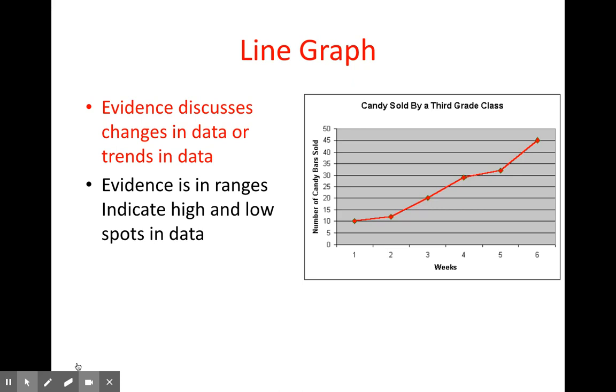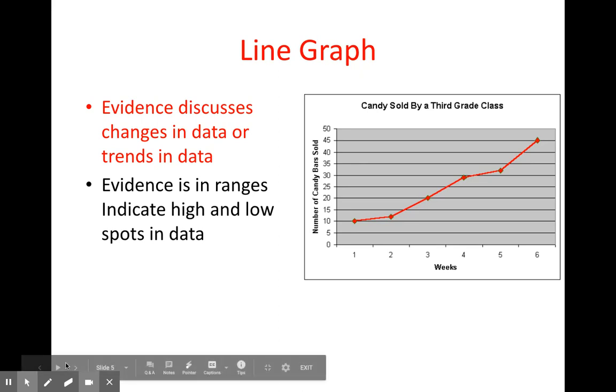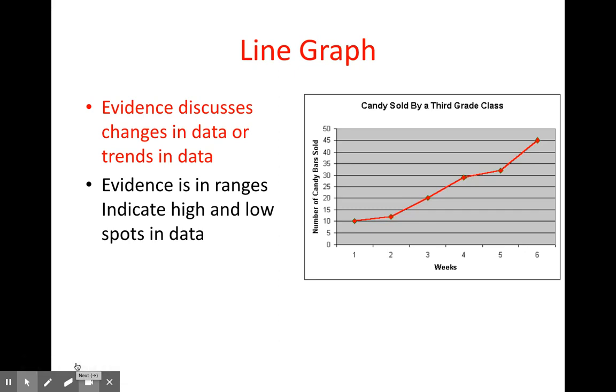A lot of times we see it over time. It does not have to be over time, but anything that is numeric in value. Typically it is time, but it does not have to be time. It could be speed, which is again numeric. It could be weight, which is again numeric. So again, our evidence is going to be data that is numeric and it's showing a trend.